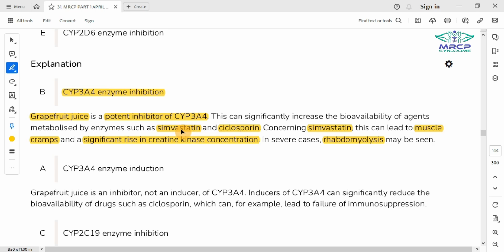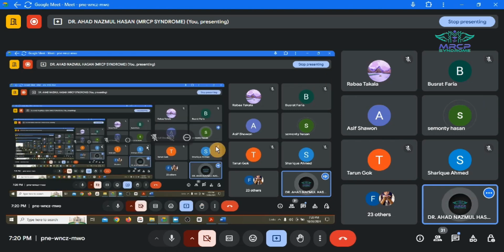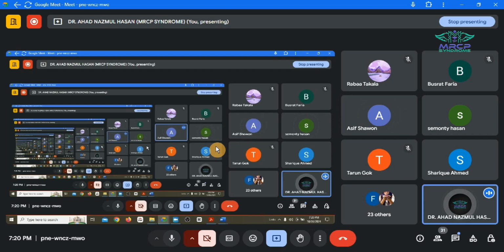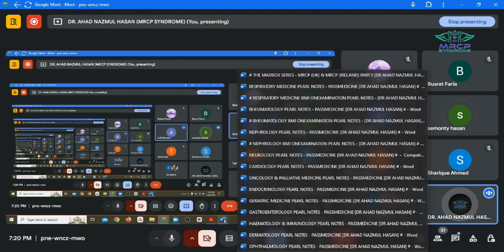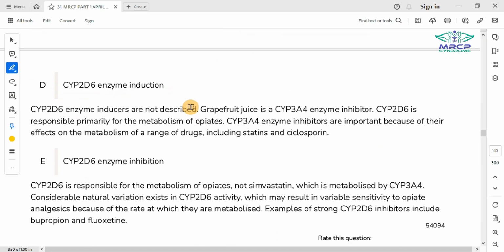So in which statin are features of rhabdomyolysis more commonly seen, lipophilic or hydrophilic? Lipophilic. So which two statins are more lipophilic? Atorvastatin and simvastatin. Yes, simvastatin is most common, followed by atorvastatin, and usually rosuvastatin is the safest option.